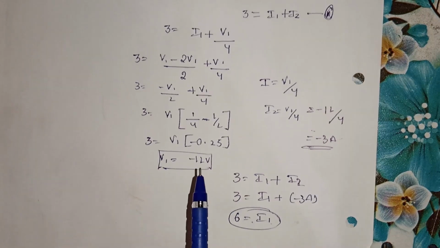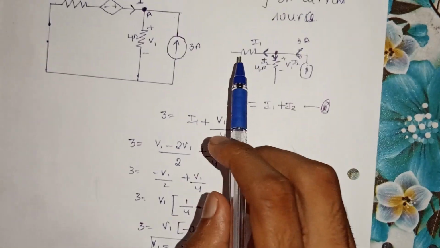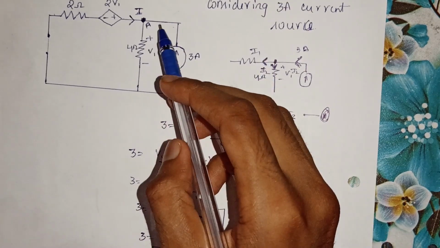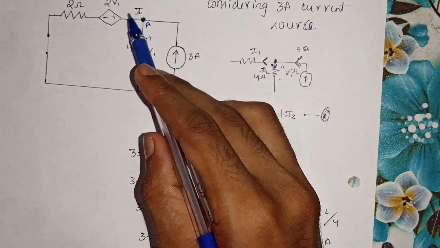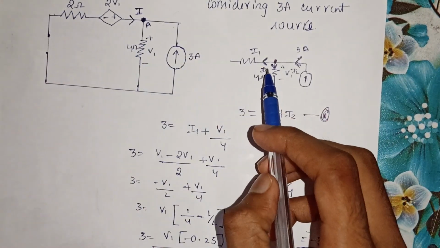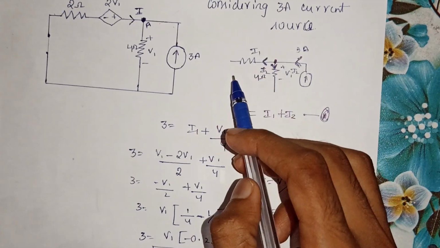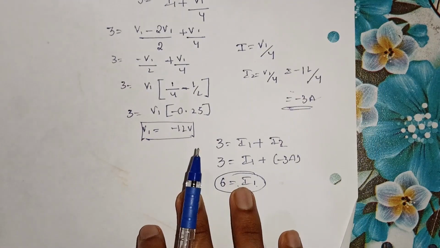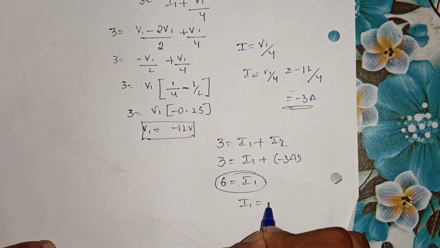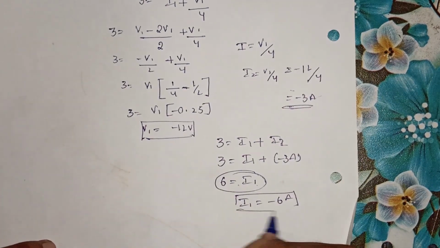Since I've already said that I have assumed the direction opposite to that given in the question, since the actual current is flowing in the clockwise direction, but while applying the KCL equation I assumed the anti-clockwise direction, I should replace it with the minus sign. So my I1 would be equal to minus 6 amperes.